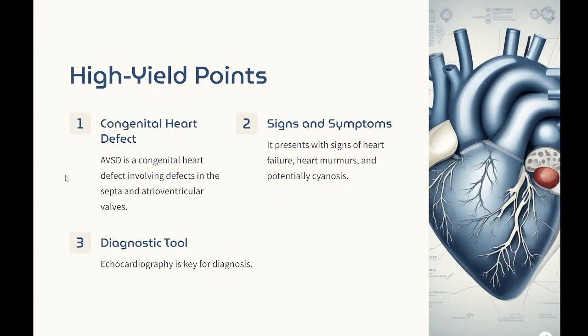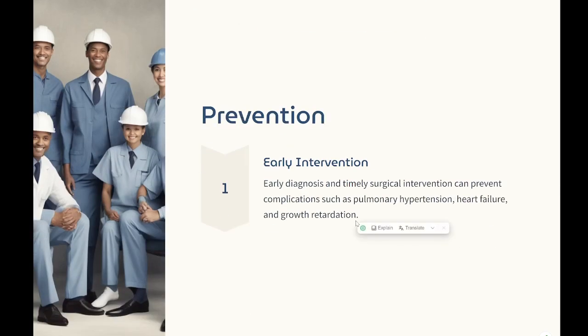High yield points. AVSD is a congenital heart defect involving defects in the septa and atrioventricular valves. It presents with signs of heart failure, heart murmurs, and potentially cyanosis. Echocardiography is key for diagnosis. Surgical repair is the definitive treatment, with good outcomes when performed early. Long-term cardiological follow-up is essential to monitor for complications.